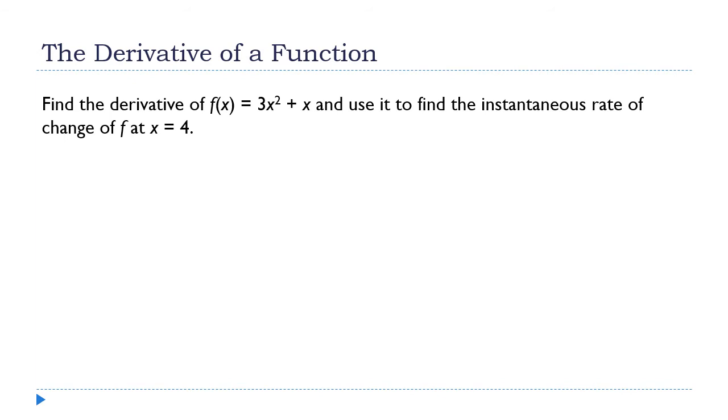All right, so let's see how this works. I've got this function f of x equals 3x squared plus x, and I want to use it to find the instantaneous rate of change of f at 4. But I want to use my new method. I want to try to come up with a formula, and then I'll evaluate the formula at 4 and see what we get. So my new definition says f prime of x is the limit as h approaches 0 of f of x plus h minus f of x over h.